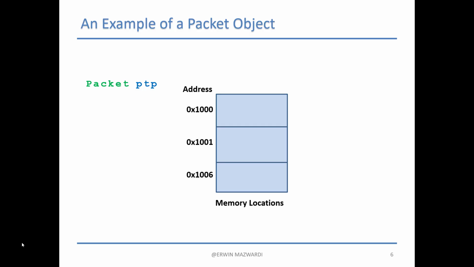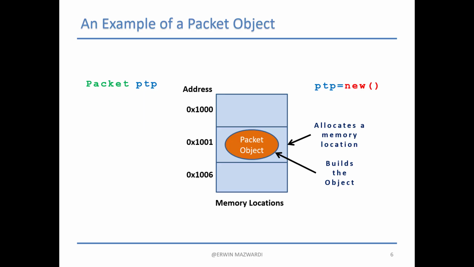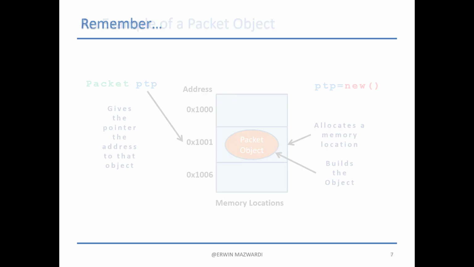To create an actual object, you call the new function like this. What does new do? It allocates a memory location. It builds the object based on the class template. It gives your pointer the address to that object. And that's it. You now have a real object ready to do work. It's alive in memory and behaves just like we defined in the class.